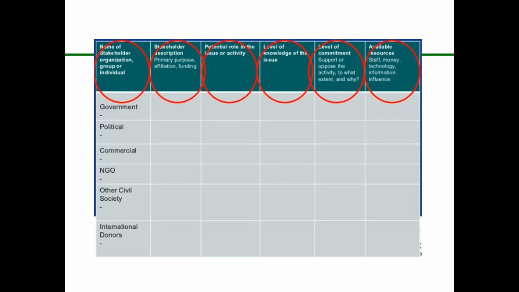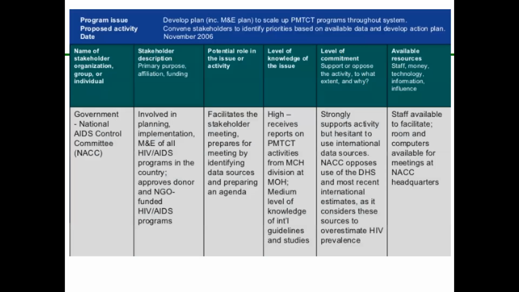So this is just an example of a tool that can be used where you look on the column titles where you're logging the name of the stakeholder organization or group, the description, the potential role in the issue or activity, the level of knowledge, level of commitment, and available resources. And then on the rows, you see the different levels of stakeholders.